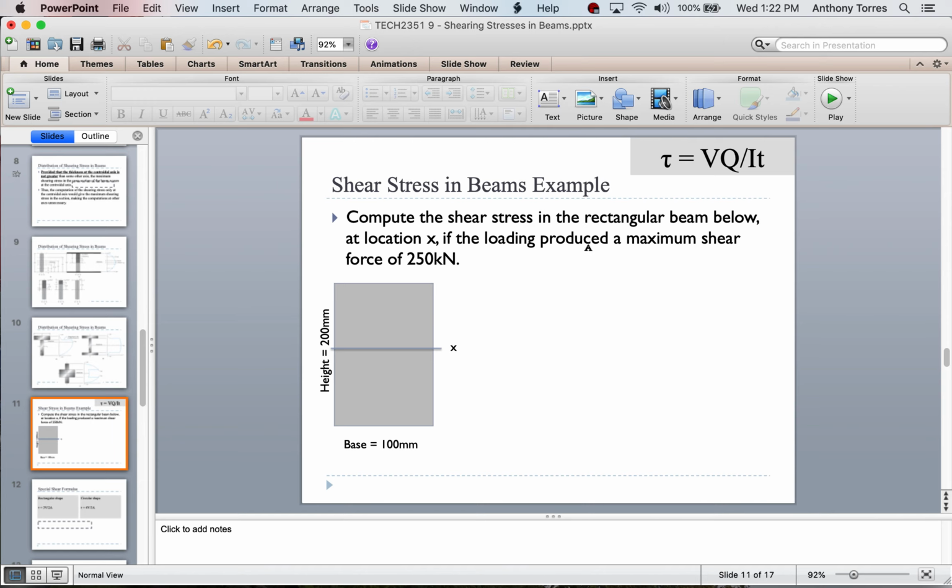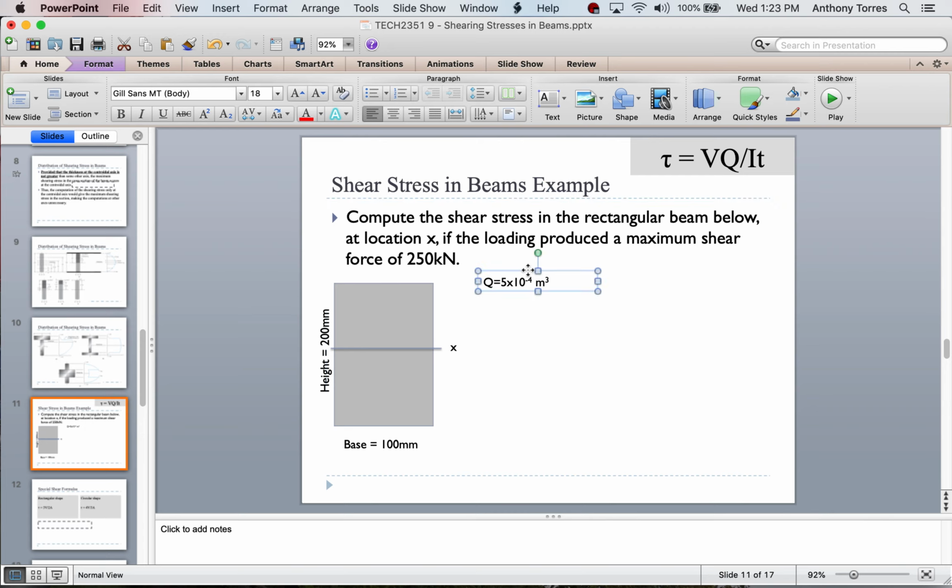So we know V is the maximum shear force of 250 kilonewtons. Q we previously calculated. It was equal to 500,000 millimeters to the third. But I don't want to work in millimeters. I want to work in meters because I'm going to get stress and I don't want to deal with the conversion. So converting 500,000 millimeters cubed to meters cubed gives us 5 times 10 to the negative fourth meters cubed. I pre-converted that for us. It's the same problem from before, in which we previously calculated Q. I'm just converting it to meters.